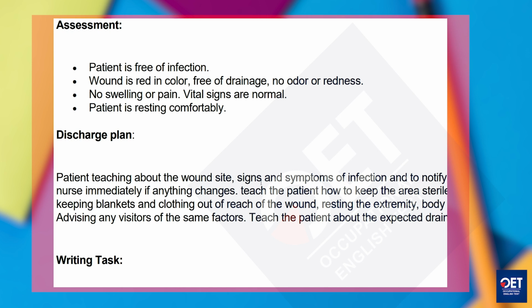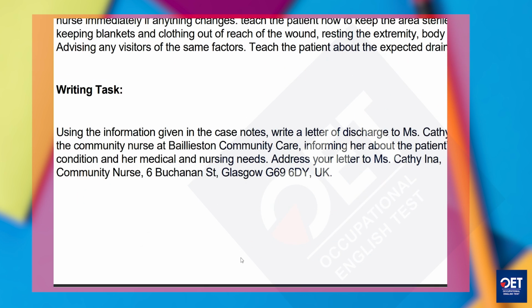So you need to teach about wound site, signs and symptoms and also notify the nurse. The patient needs to be informed about her condition, and she has already been given the sterile medication or dressing, and then the patient needs some information and guidance on wound dressing and body part, and also need to advise if any visitors also need this. So this was all about the discharge plan. Now the task is that we are writing the letter to Miss Kathy and informing her about patient's condition and her medical and nursing needs.